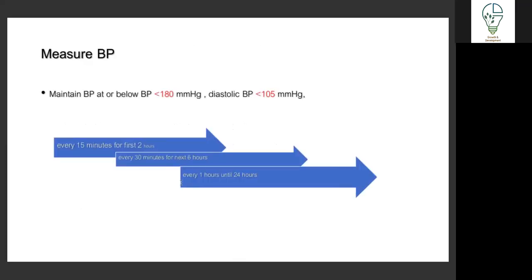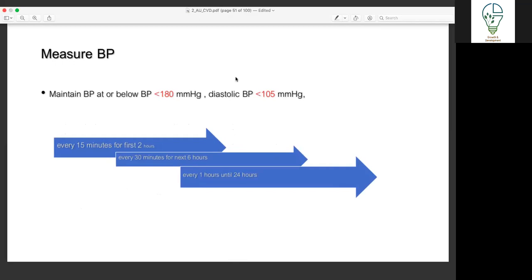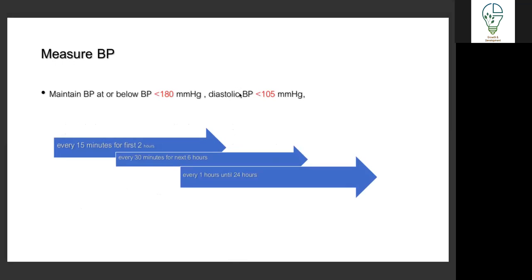Okay, this is just again. There's a question in chat. So should we give TPA in 3 to 4.5 hours or in less than 60? No, the 60 is just the time. The 60 is just the time that we need to give the TPA in the ER.